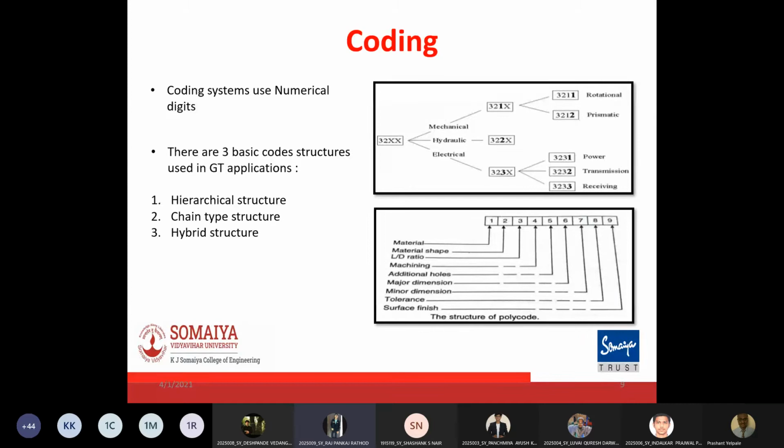The second structure is the chain type structure, also called a polycode structure. It is a long numerically based structure, generally used for convenient identification of specific part attributes. The hybrid structure is a mixture of both hierarchical and chain type structures for achieving the best features. This type of structure is used to serve the needs of both design and production.